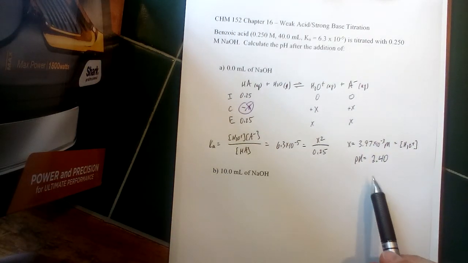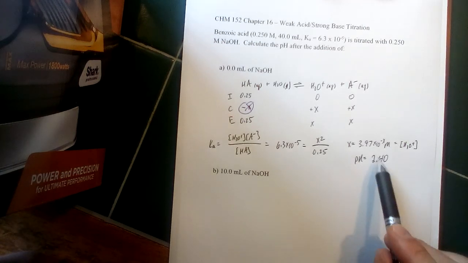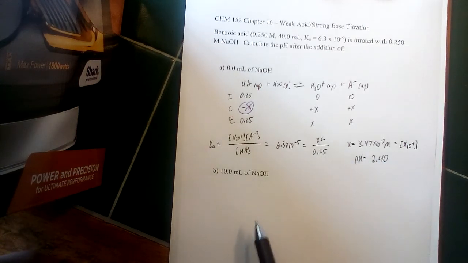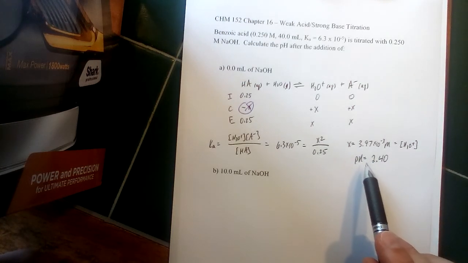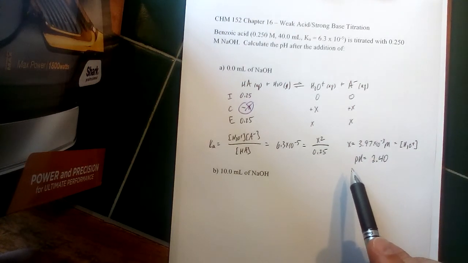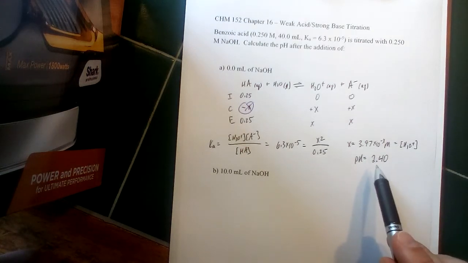That's something we would have been able to do as we were going through chapter 15 material. But this is important because we're going to want to compare that value to what happens in the subsequent parts of this particular problem. If our solution starts at 2.4 and then we start to titrate by adding a base, the pH should go up. So we should always have some idea of what's going to happen in the next step, because the pH should go up from 2.4.